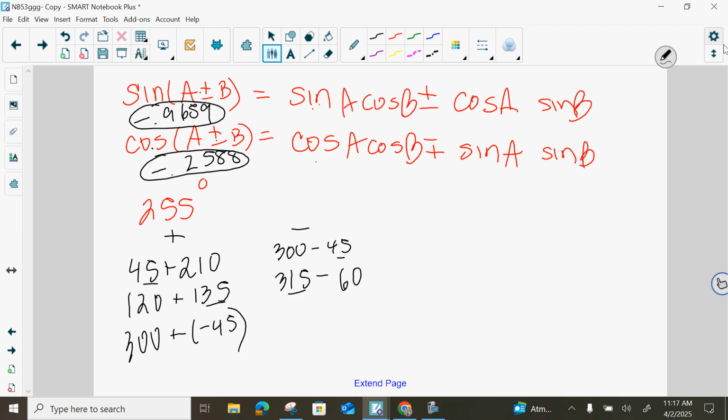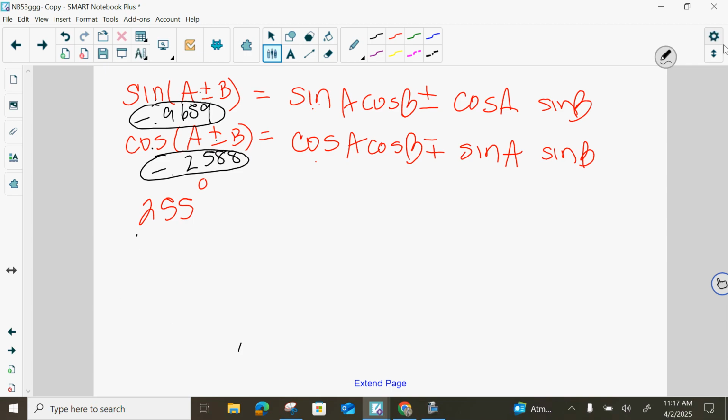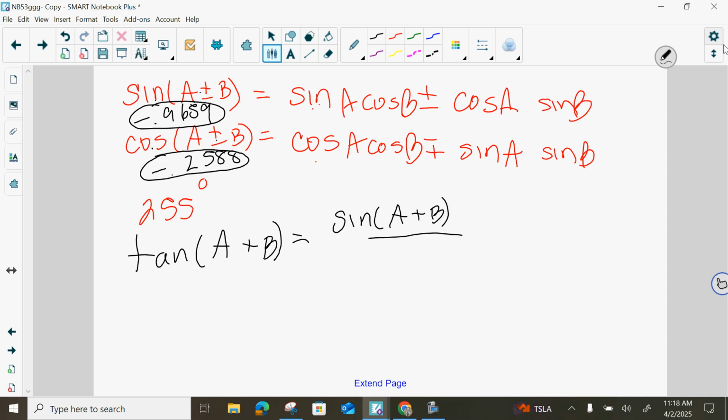So Connor, what are we doing next? Which one's going to come next? Tangent, right? So we're going to do tangent sum. Sam, what do you think I'm going to do with sine and cosine to get tangent? Divide them, right? So I'm going to say tangent sum is going to be the sine sum over the sine difference. Whoops, sorry, I lied. Sine sum over cosine sum.